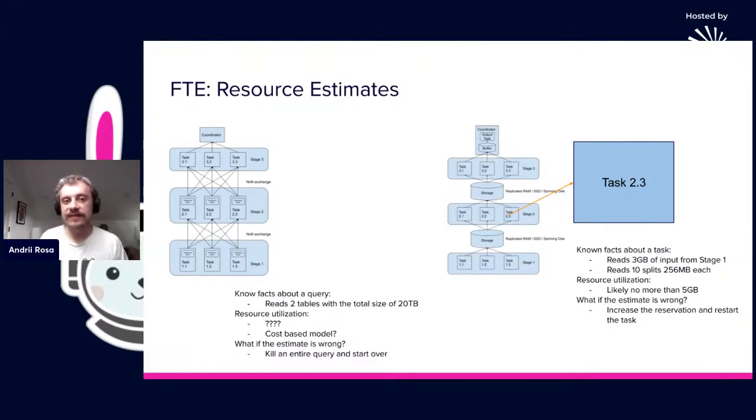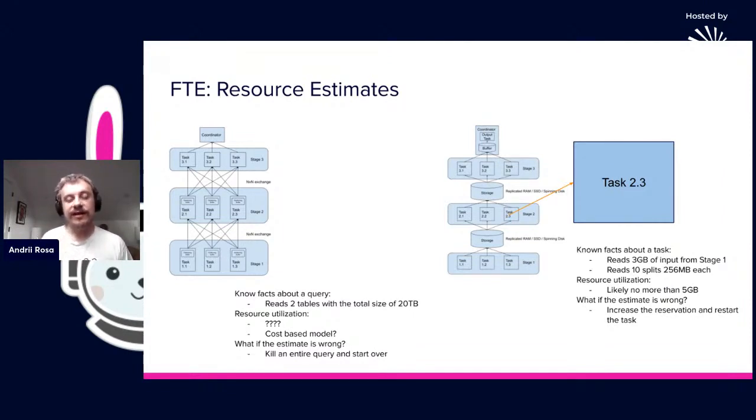So if you made a mistake and misestimated resources, and now you realize that you don't have resources available to run this query, you have to kill it and start it over. So you can waste a lot of compute resources.